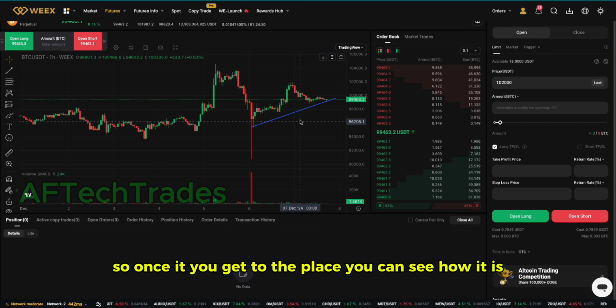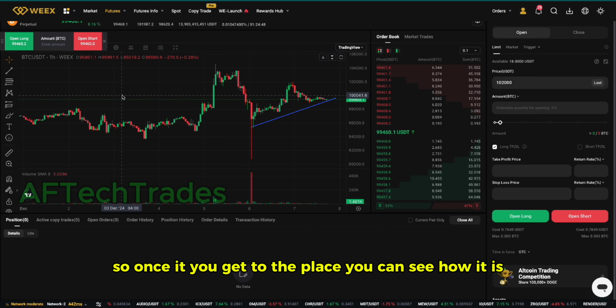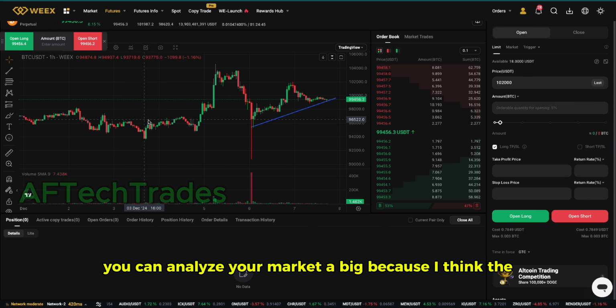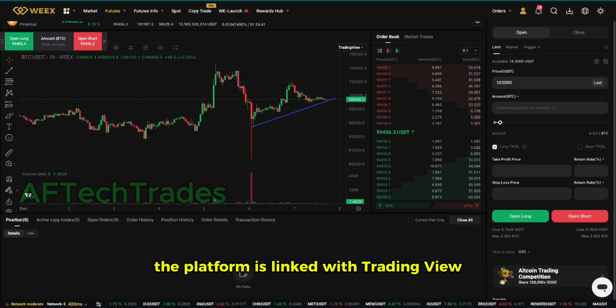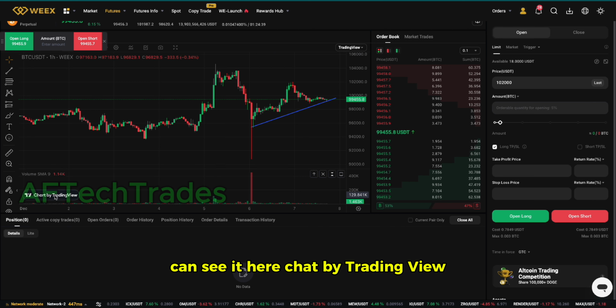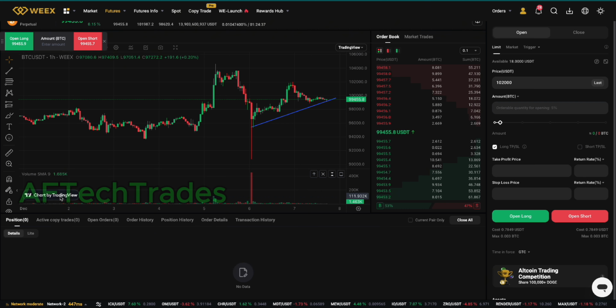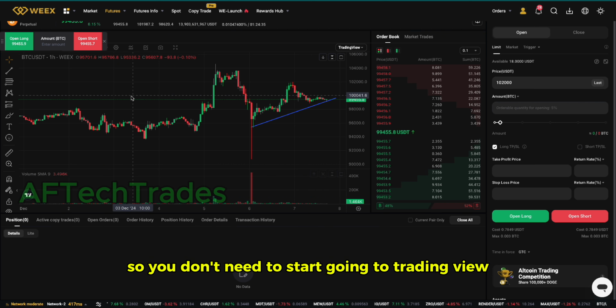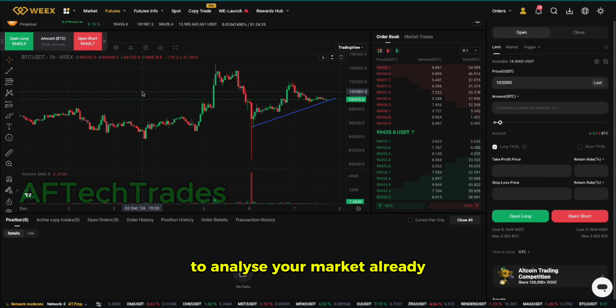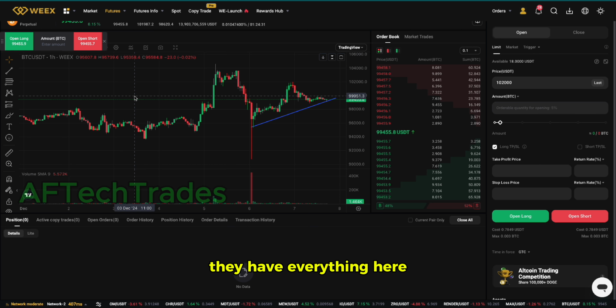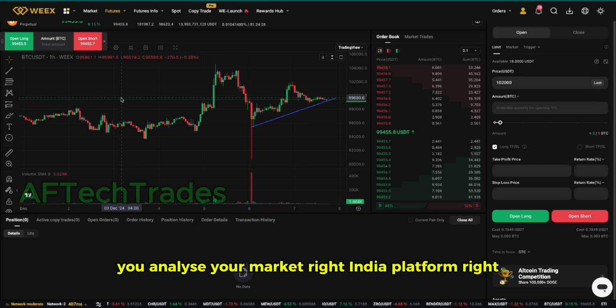Once you get to the place, you can see how it is. You can analyze your market because I think their platform is linked with TradingView. You can see it here, chart by TradingView. So you don't need to start going to TradingView to analyze your market. Already they have everything here. You analyze your market right on their platform, right?